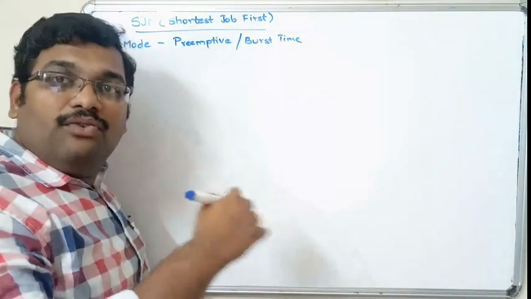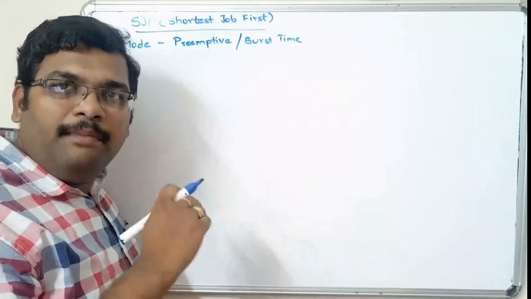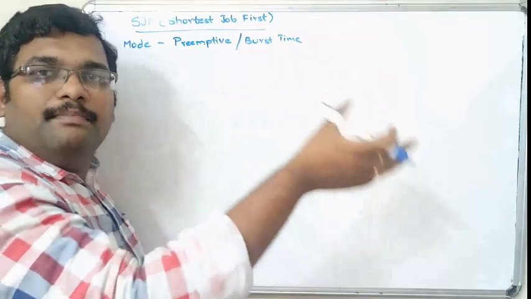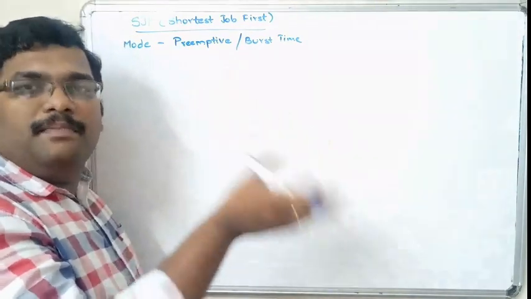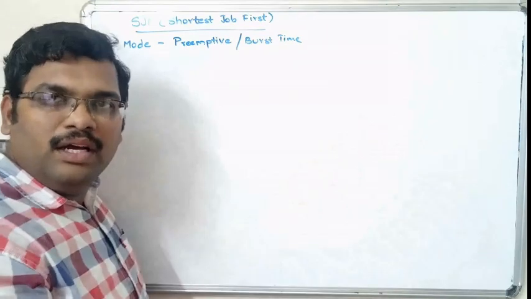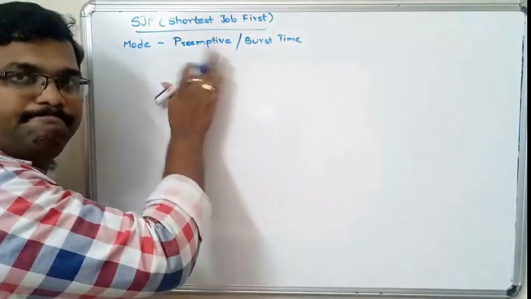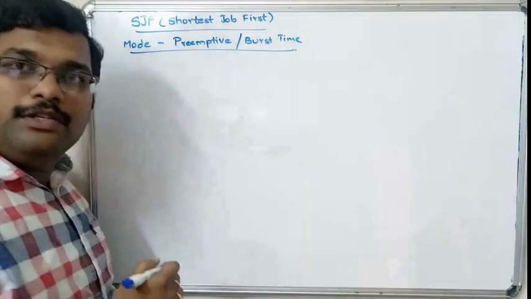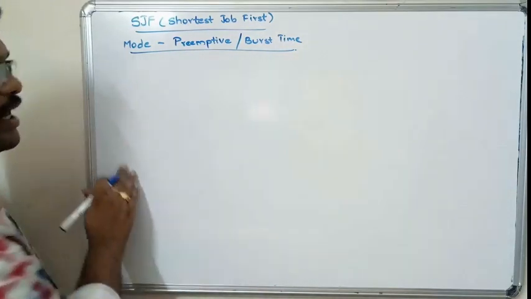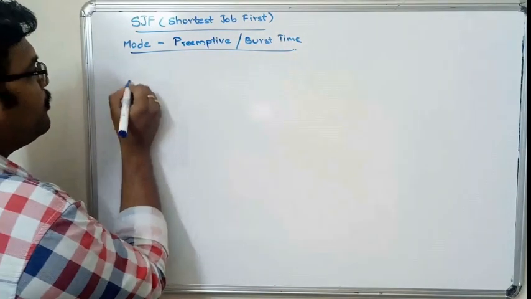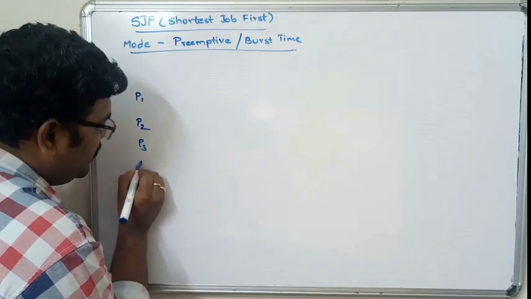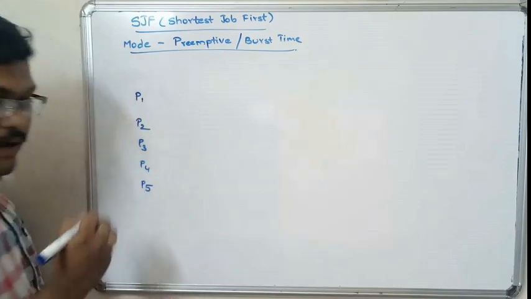So if one process is being executed by the CPU, at the same time if any other process with lower burst time appears, automatically the executing process will be sent back to the ready state, and again this higher priority process will be given to the CPU. So that is called preemption, right? So let us take an example so that you can clearly understand this one. Let us take 5 processes: P1, P2, P3, P4, P5.